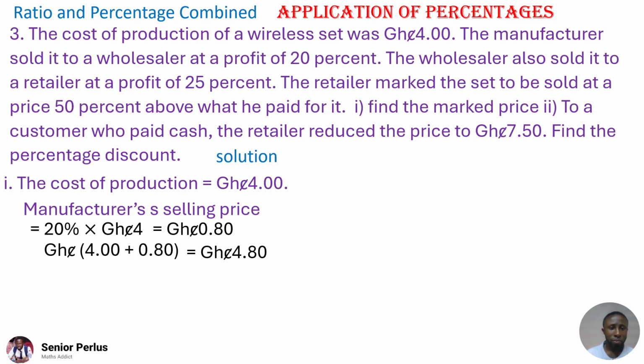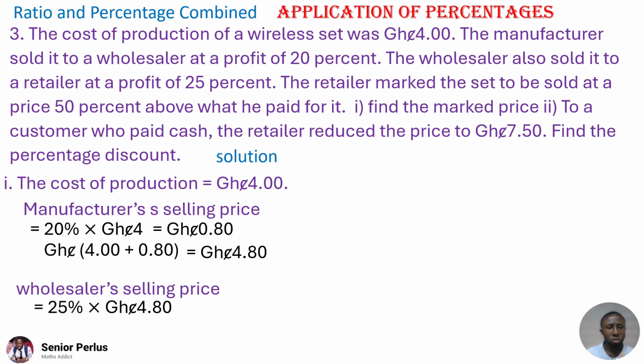The wholesaler sold it to the retailer at a profit of 25%. So the manufacturer sold to the wholesaler, and the wholesaler also sold it to the retailer. So we want to find the wholesaler's selling price. That one too is sold to a retailer at 25%. So to get the selling price, that's 25% times the manufacturer selling price.